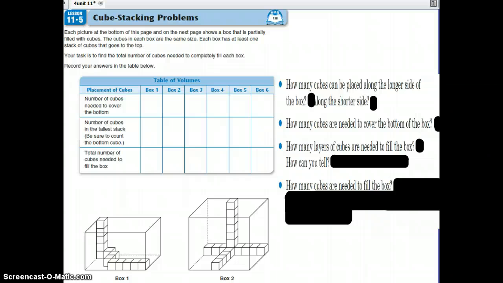So, how many cubes can be placed along the longer side of the box? So we're looking at box 1 here. How many cubes can be placed along the longer side? 8. Let's look at that. 1, 2, 3, 4, 5. There should be one here.